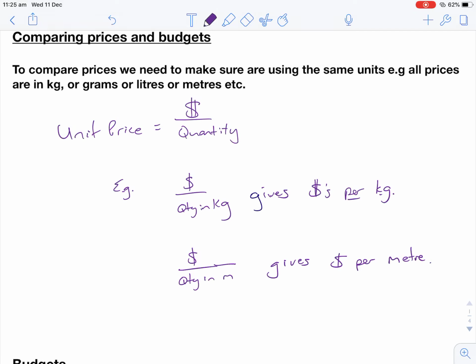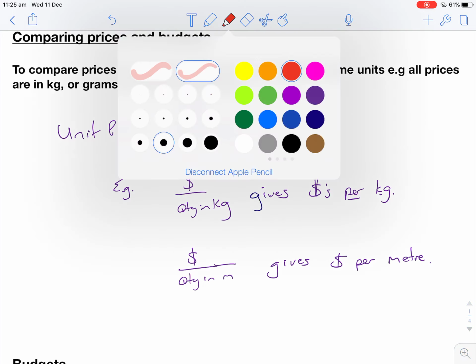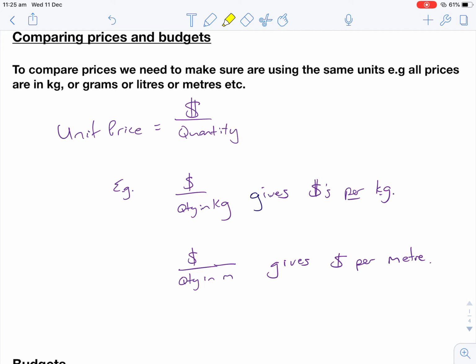Comparing prices and budgets. When we want to compare prices of a couple of different items, we basically just need to make sure that we're comparing like with like. So we need to make sure that we're looking at the same units: price per kilogram or price per gram or price per metre or whatever. The way all these things work is you just have to remember to get your fraction in the correct order. If anything goes wrong, that's usually it.